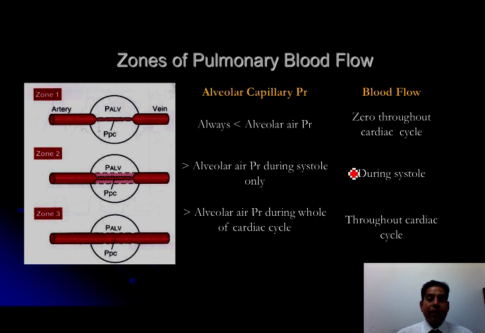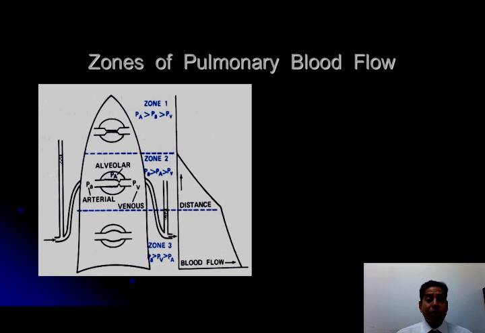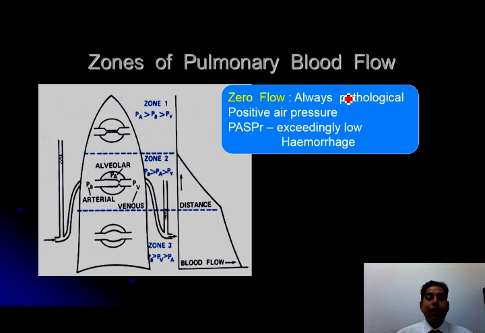So technically you have divided the lung into 3 zones: the apex, the middle zones, and the bases. The bases will receive blood throughout the cardiac cycle. The middle zones receive blood only during systole, and theoretically blood does not flow to the apices of the lung. But we know this is not possible. The zero flow is always pathological. That means that this occurs in case of positive air pressure, or when the pulmonary artery systolic pressure is exceedingly low, as can occur in case of hemorrhages.